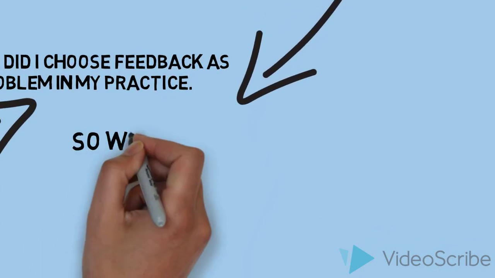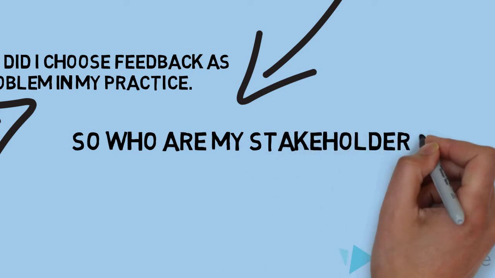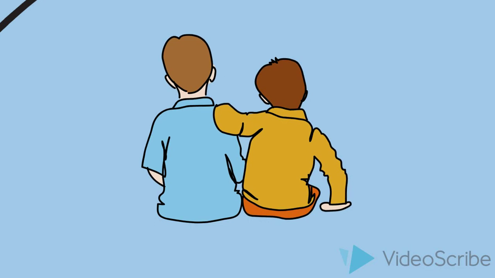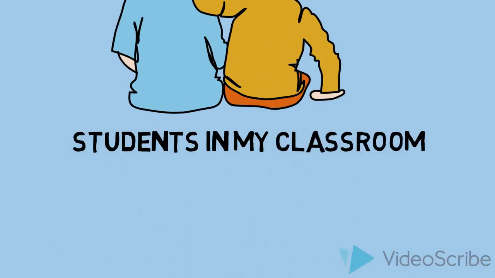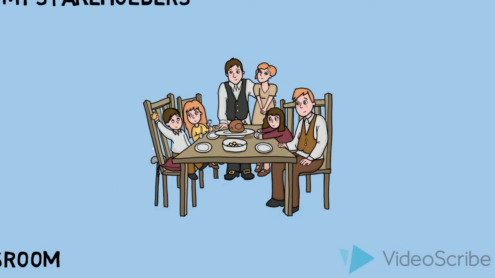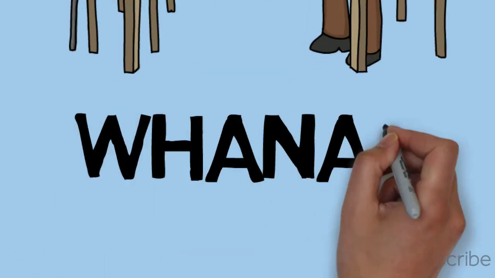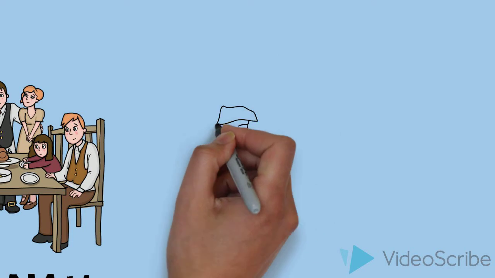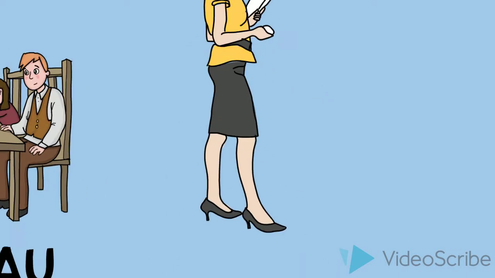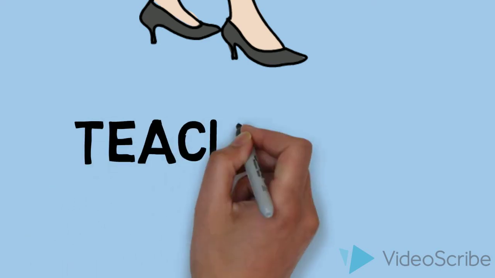The first stakeholder I need to consider is the students in my classroom. I also need to consider the whānau and community support that these students are gaining. And the last stakeholder I need to consider is myself. Is this a manageable task for me? So what are my options?